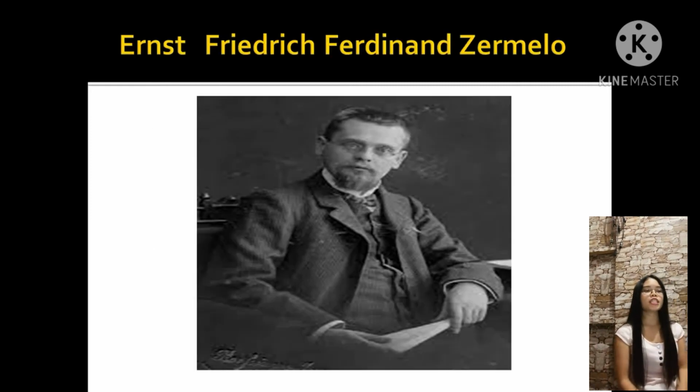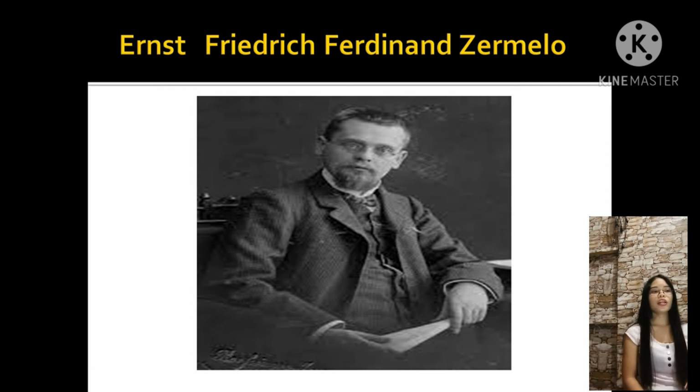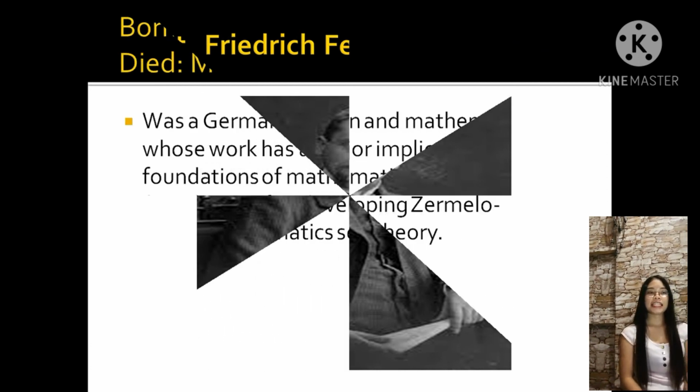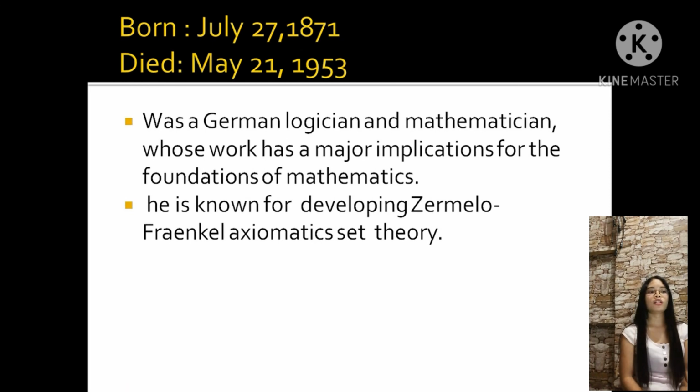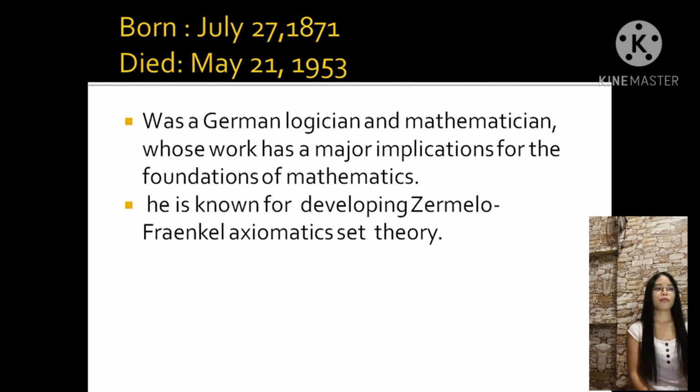The next one is Friedrich Ferdinand Zermelo. He was born on July 27, 1871, and he died on May 21, 1953. He was a German logician and mathematician whose work has major implications for the foundation of mathematics. He is known for developing the Zermelo-Fraenkel axiomatic set theory.